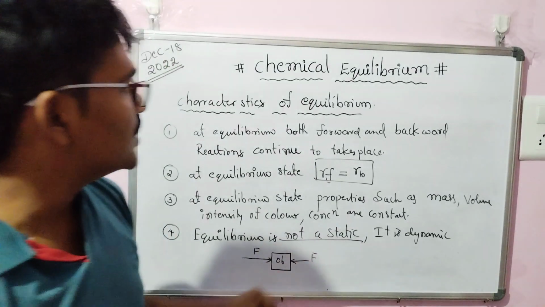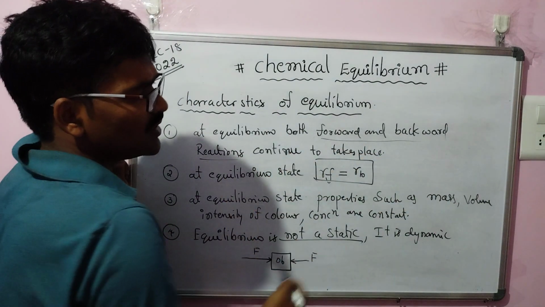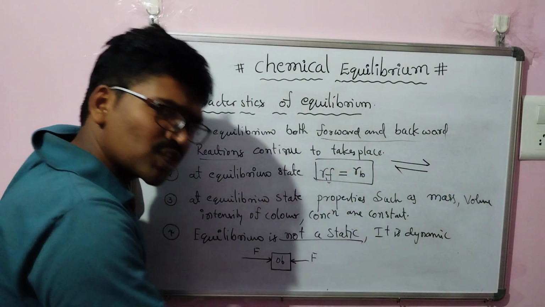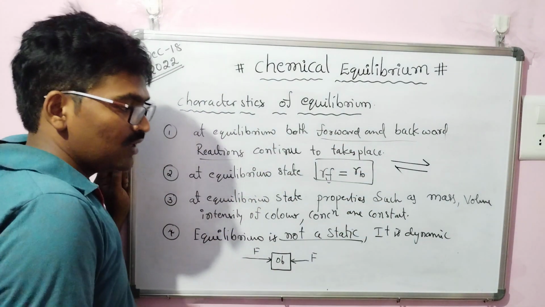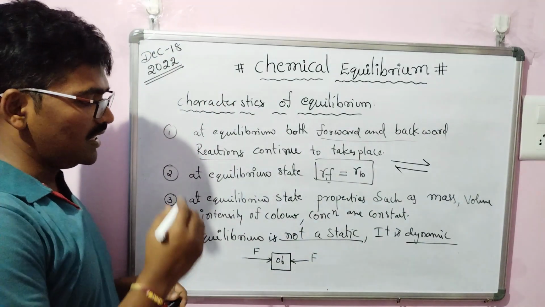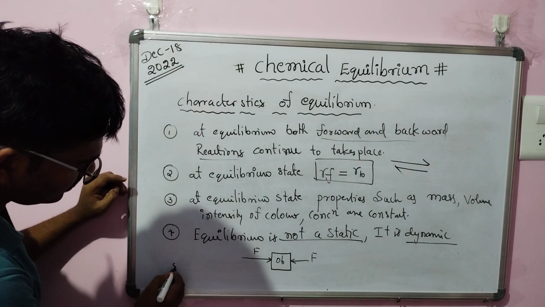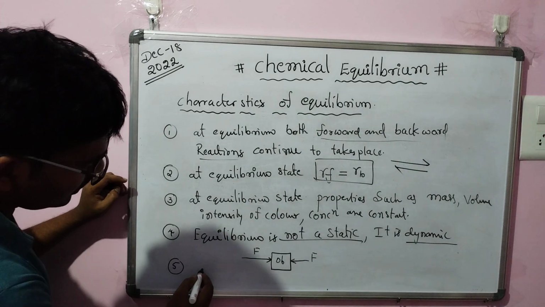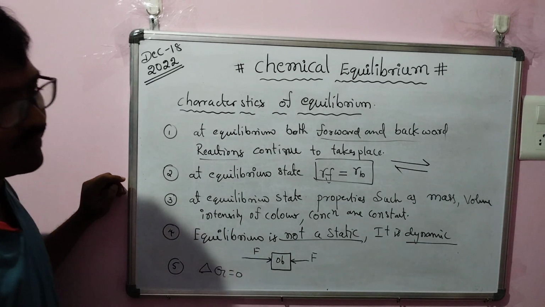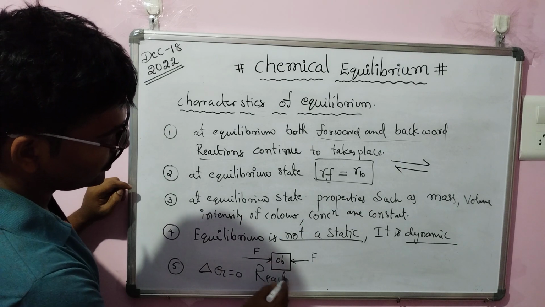But at the equilibrium position, both forward and backward reactions continually take place. Forward reaction is going on, then backward reaction is going on. It won't stop, it continually takes place. That is why we call it a dynamic equilibrium. One more characteristic: when delta G equals 0, the reaction is present in equilibrium.